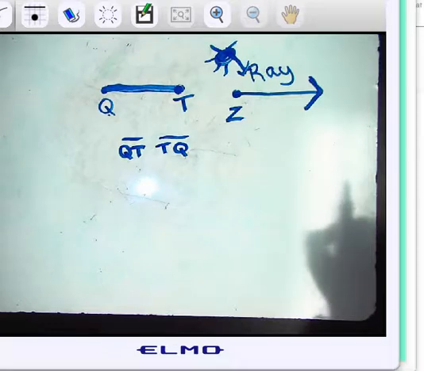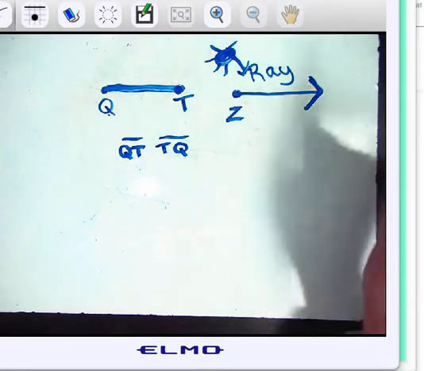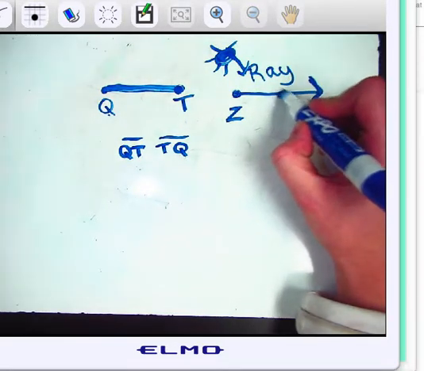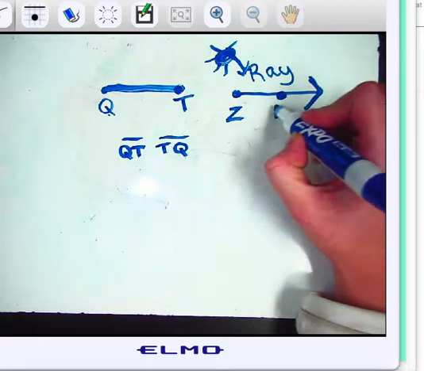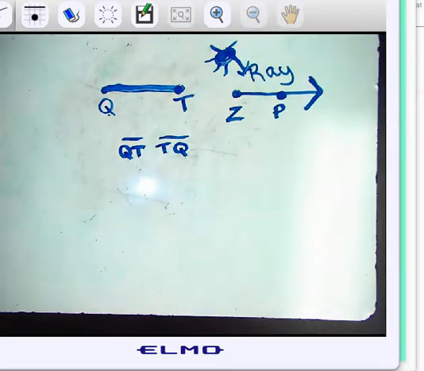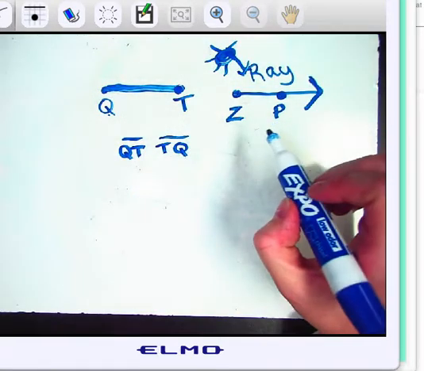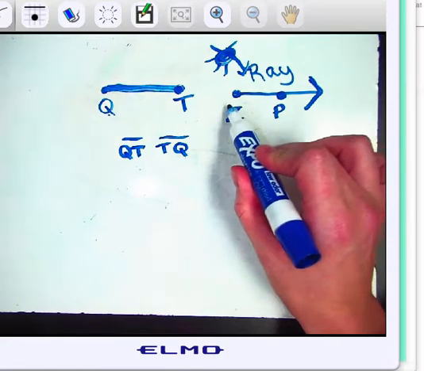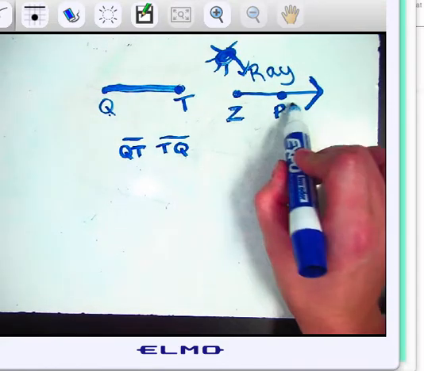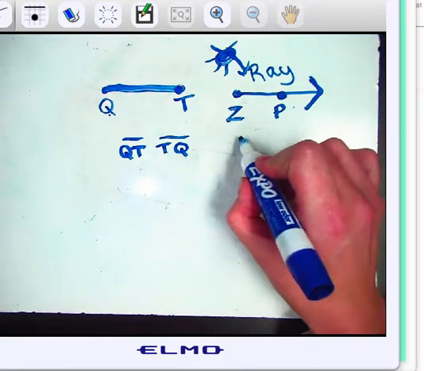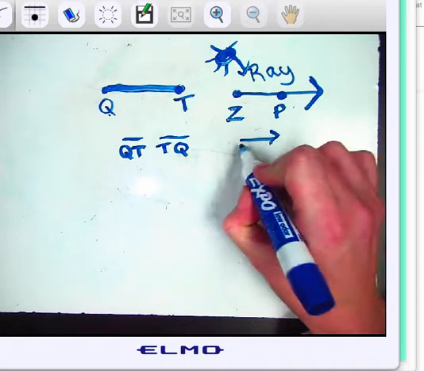It's not the end point because it's not at the end, but it's still a point. So this one is going to be called P. So now what I want to do is name this ray. Here's the tricky part. Are you ready for the tricky part? I am ready. Okay, it can only be named one way because it starts here and travels down this direction. So the only name for this ray is ZP.